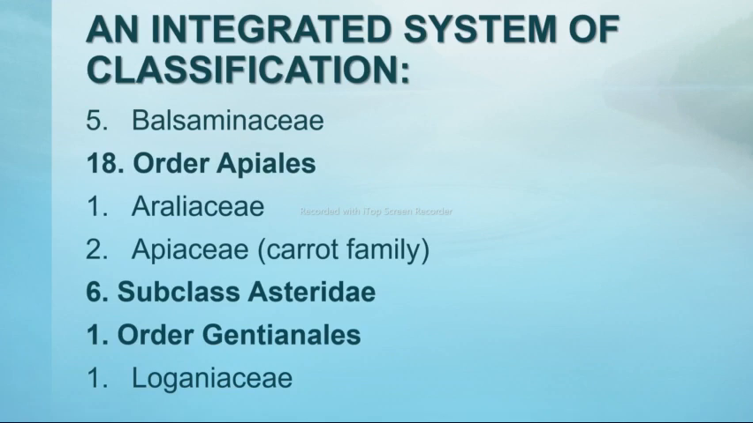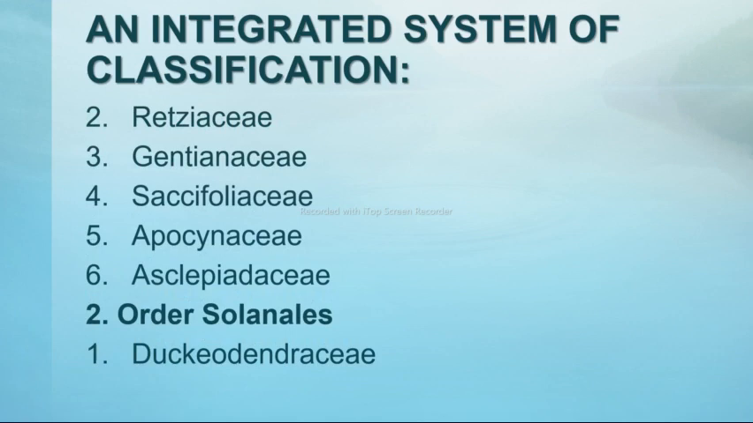And the sixth is the subclass Asteridae, and it includes the first order, which is the Gentianales, and it includes the Loganiaceae, Retziaceae, and Gentianaceae, and Saccifoliaceae, Apocynaceae, and Asclepiadaceae.